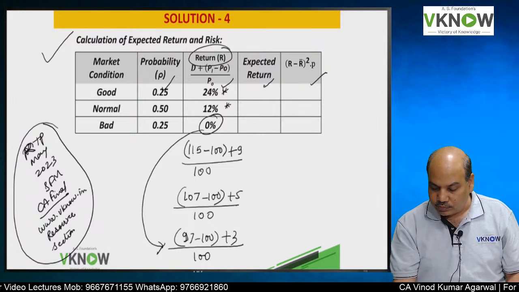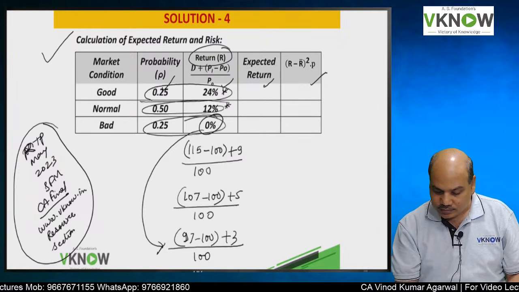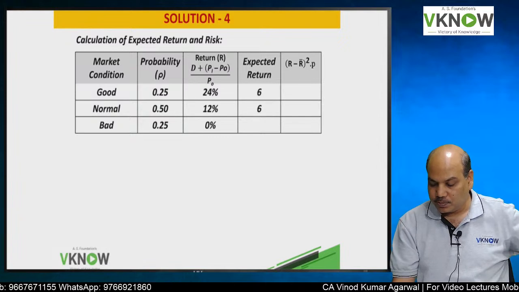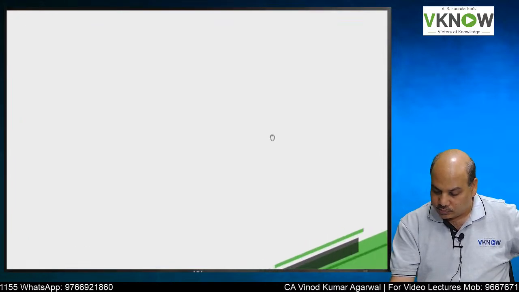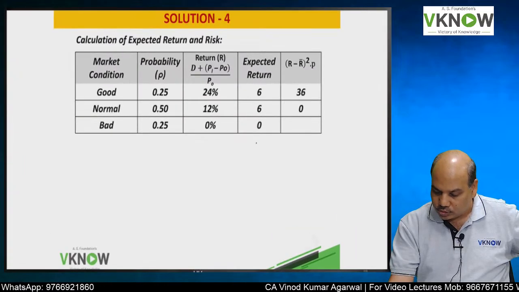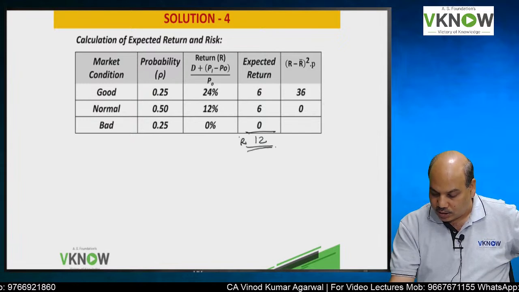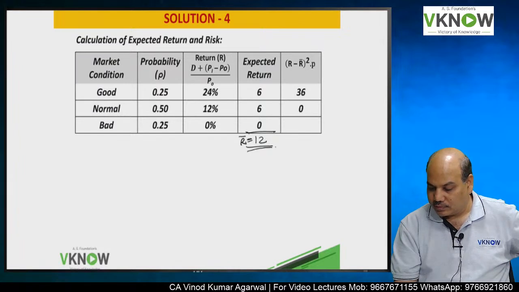Now what I'll do, I'll multiply these two columns and add it. That will give me expected return. So 6%, 6%, 0. So my answer is 12. This is R bar, the return of the stock, 12%.